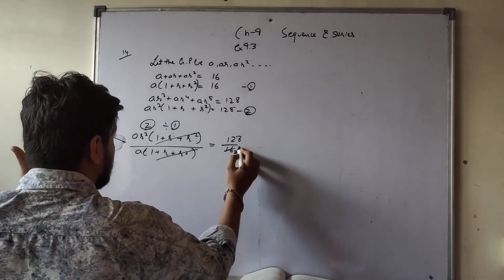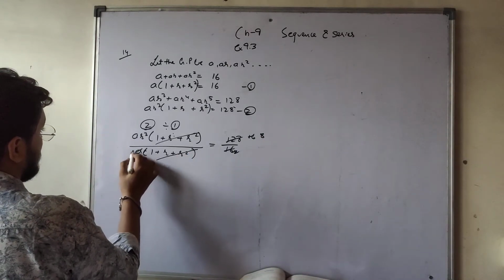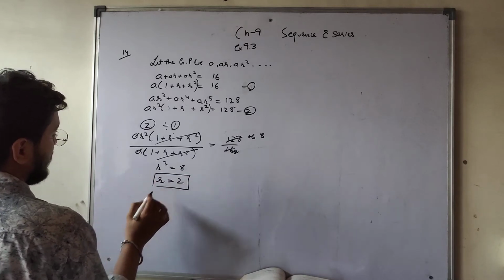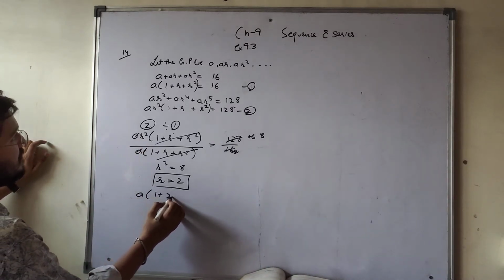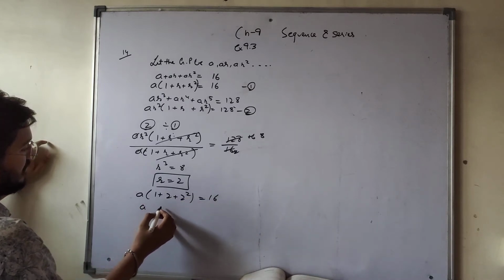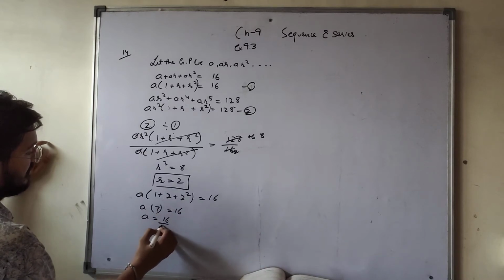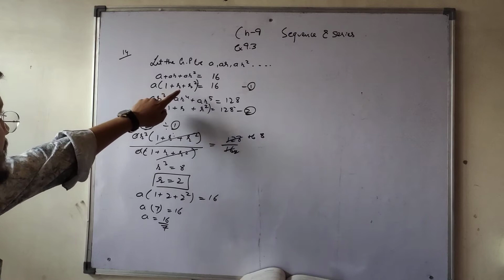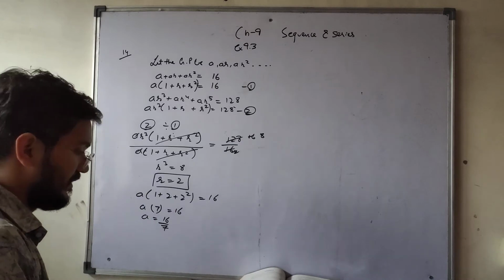So 128 upon 16 is 8, and a cancels with a, so r cube is 8, so we can say r is 2, right? Now if r is 2, just find out a. So a(1 + 2 + 2 square) is equal to 16, which is 7a equals 16, so a is equal to 16 upon 7, right?